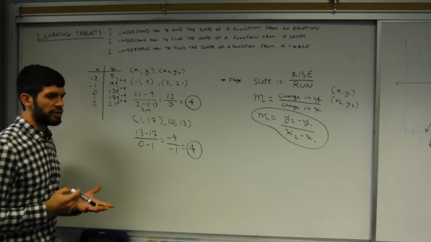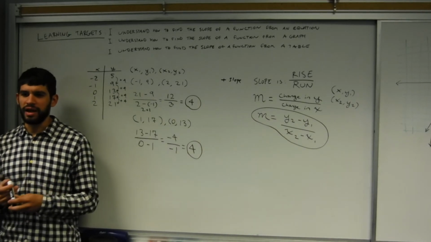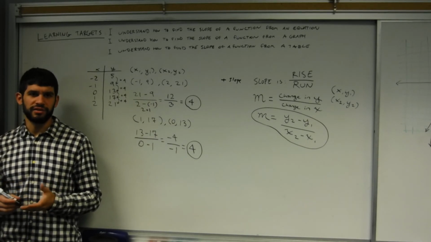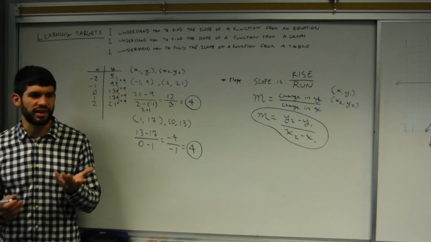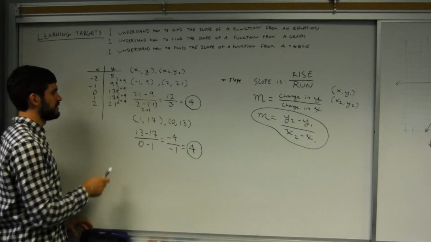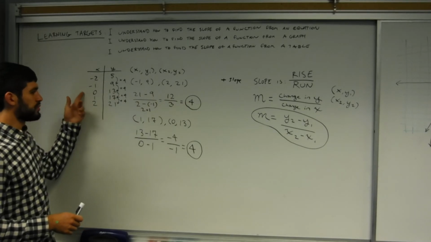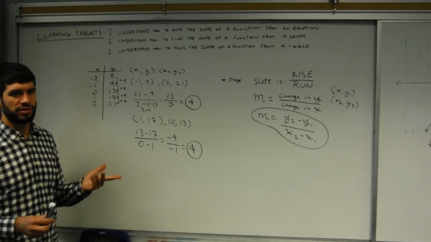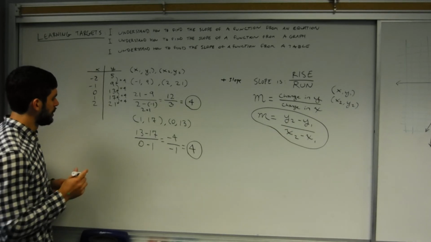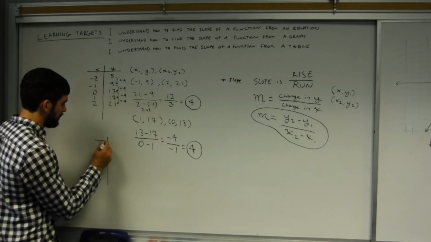Later on, when we look at quadratic functions, cubic functions, and exponential functions, we're going to run into cases where the slope is not always the same. But for this unit, between any 2 points on a table, our slope is going to be the same. So, let's do one more quick example.